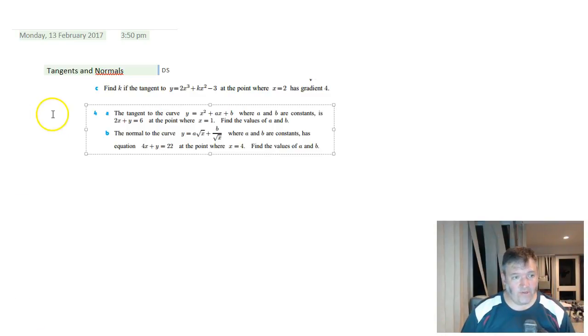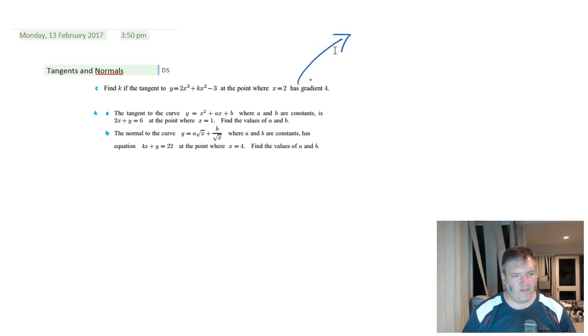G'day guys, question here on tangents and normals. I'm not sure what the exercise is, but let's just go anyway. C, find k if the tangent to y equals 2x cubed plus kx squared minus 3 at the point where x equals 2 has a gradient of 4. Let's start by attacking that one, shall we?